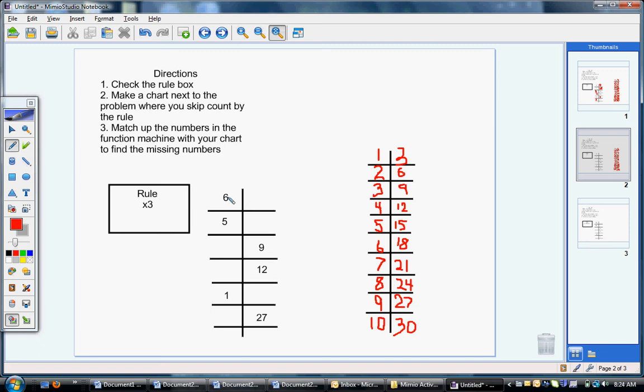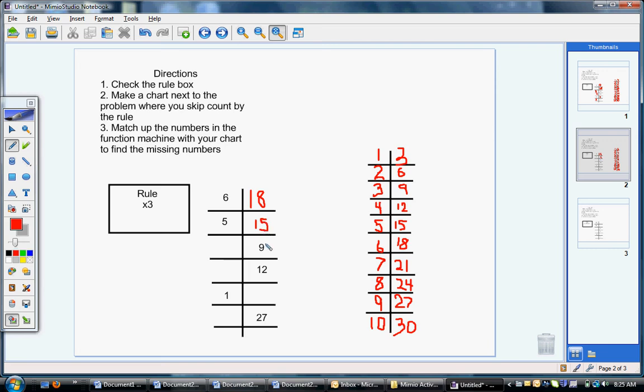I'm thinking 6 times 3 equals what? Well, I use my chart to help me. Right here, the 6 matches up with the 18. So 6 times 3 equals 18. Now I have a 5. 5 times 3. If you're not sure, check your chart. 5 times 3 we said was 15.